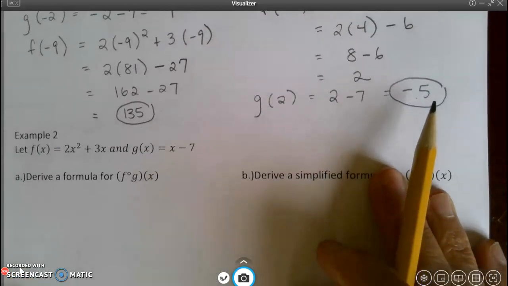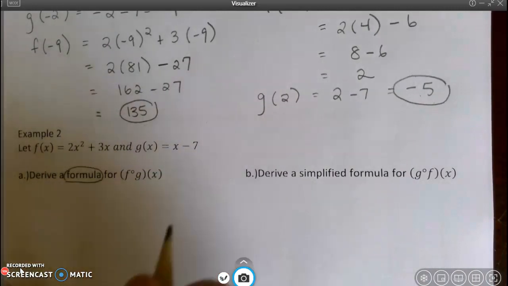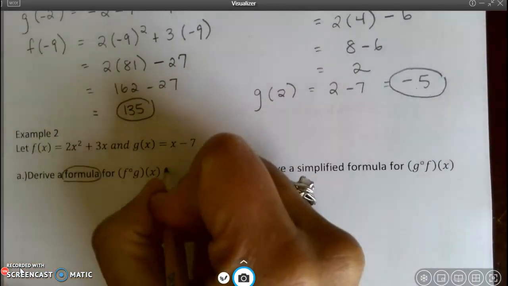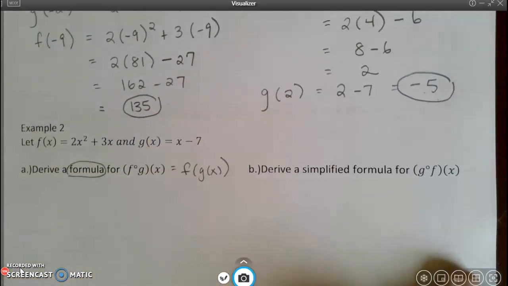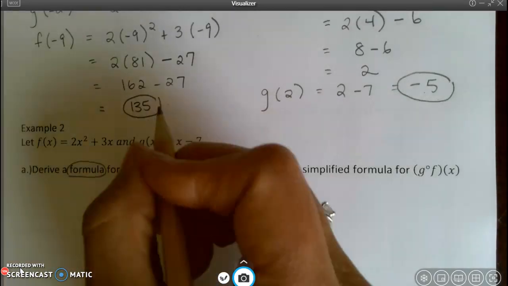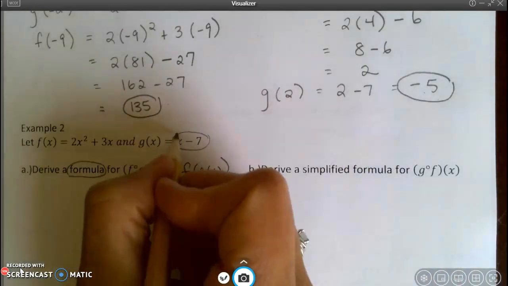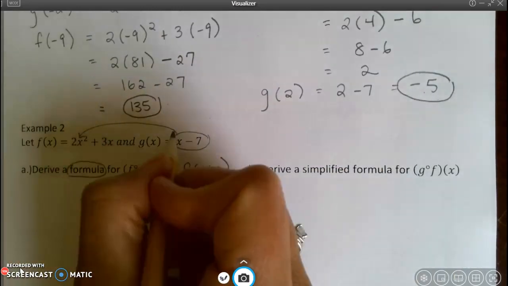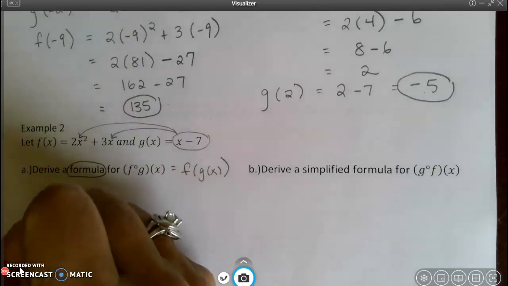Let's look at example 2. Example 2 asks us to derive a formula for f at g of x. They're saying a formula because we're not substituting numbers in at this point. So we are going to take the g function and put it into the f function. In other words, I'm going to take this x minus 7 and put it into the f function, there and there. Let's see what I get.